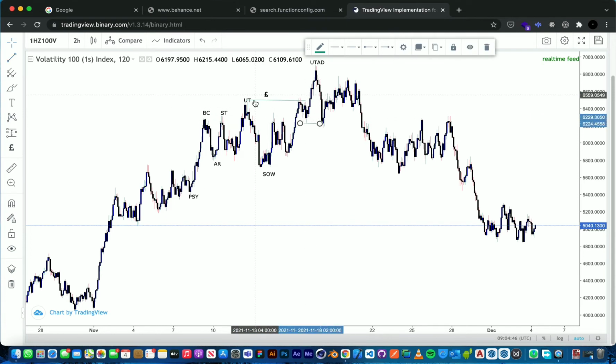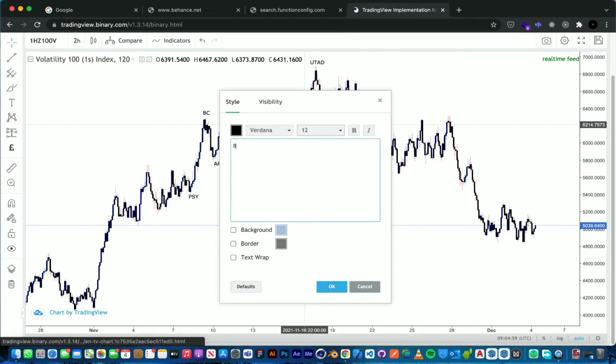Now, have we noticed that everyone that was looking to sell here, this double top pattern, has been liquidated? The double top has been liquidated before our break of structure happened. Mainly we have our break of structure. Let me mark this out. Break of structure.